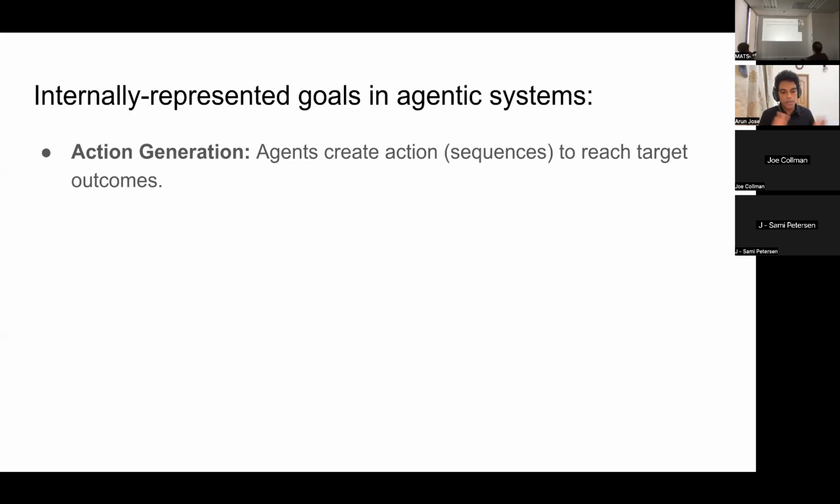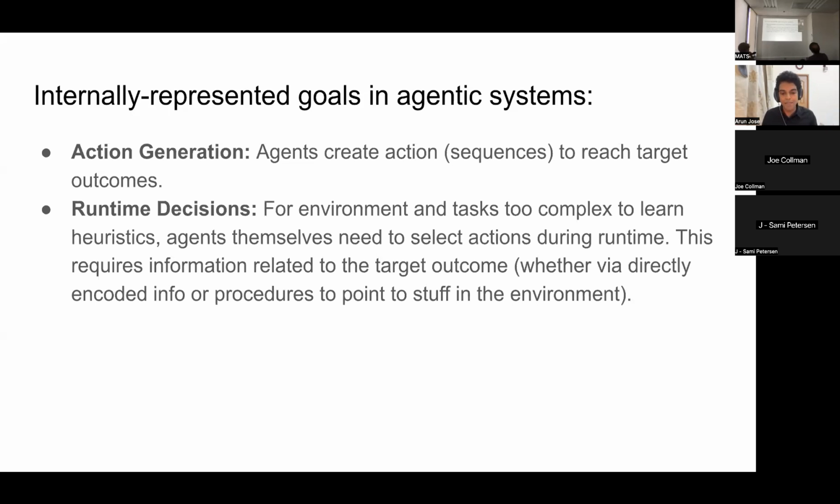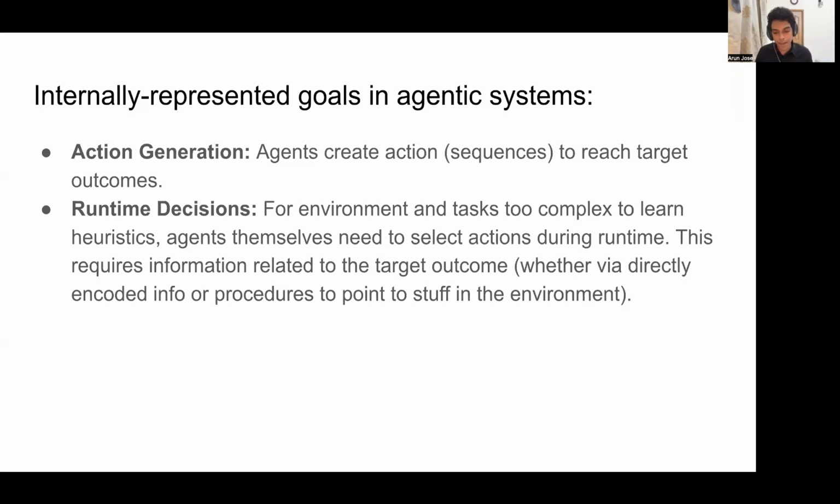So the first statement is a very tautological one. Agents take actions, or sequences or trajectories, to reach target outcomes. When you have environments and tasks that are too complex to just learn highly tuned heuristics to take these actions, you at some point do need to select actions during runtime. In those kinds of environments or tasks, there's only so much optimization power your base optimizer, be it gradient descent or whatever, can apply. So you need some kind of optimization power that your agent itself applies.